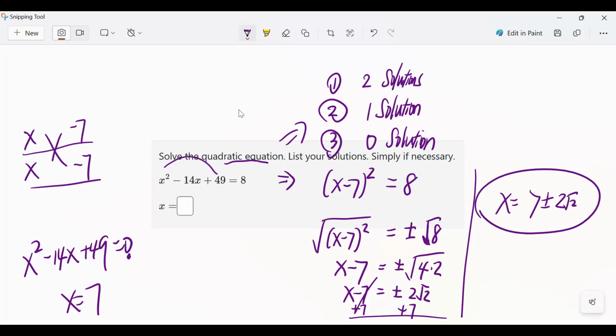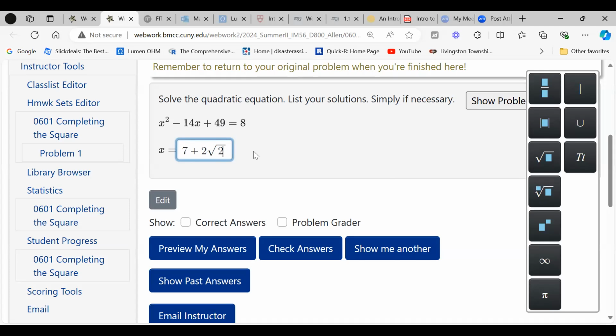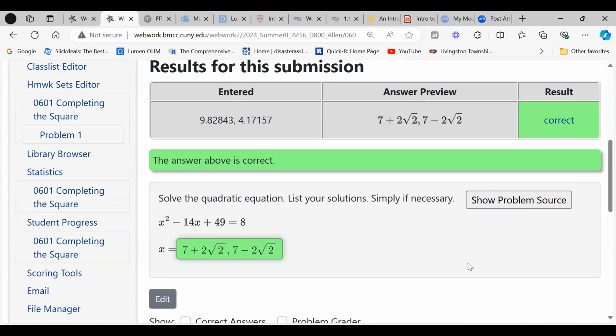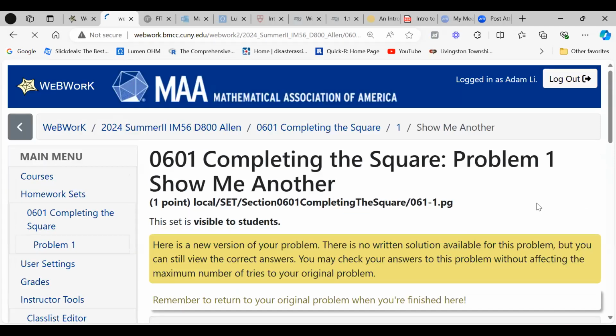Okay, so let's go back. So putting 7 plus or minus, or list it. Okay, so we will do plus first: 7 plus 2 radical 2. And then the other one will be 7 minus 2 radical 2. Yep, so now we can check the answer. Yeah, they're both good, right? So I'll let you guys try one. Okay, you guys try this one.